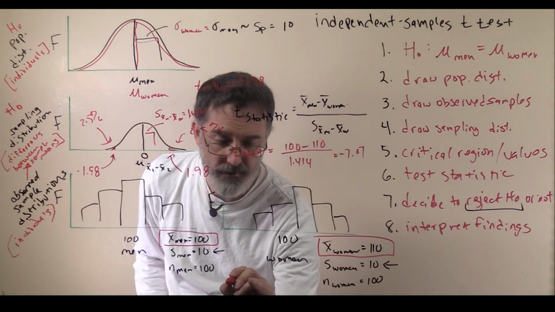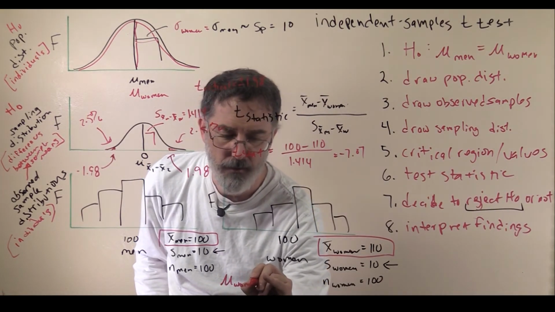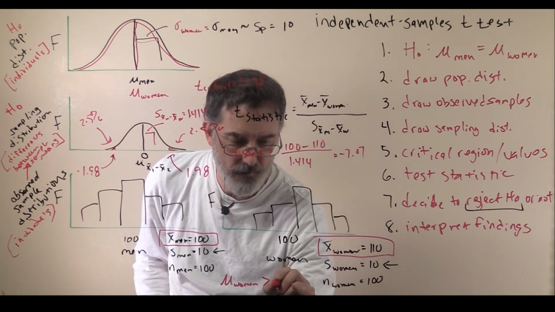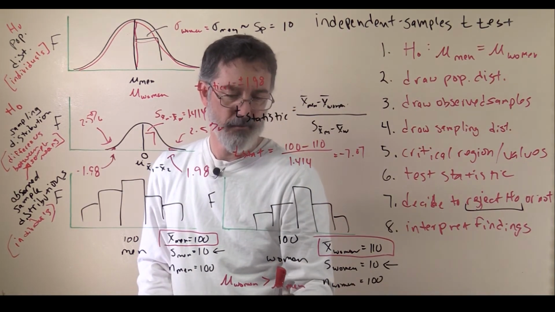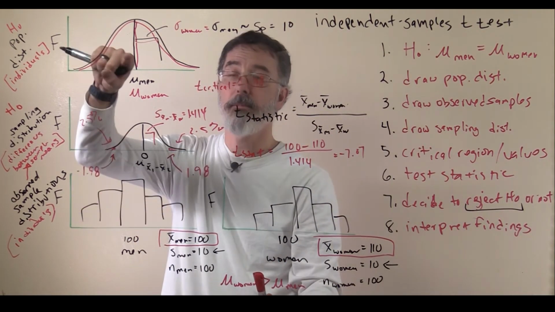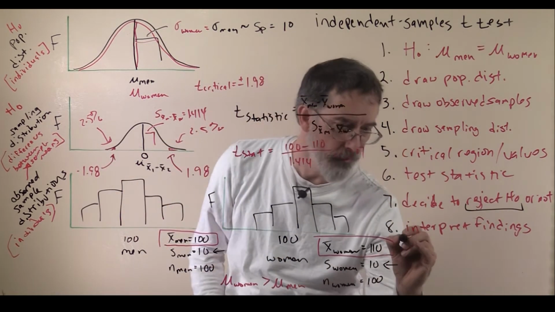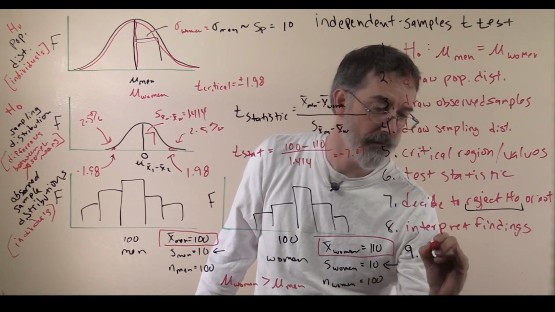This is at the population level. You could say the population mean for women, the average test score for women in statistics, was greater than the average test score for men, right? And these are mu's, these are at the population level. So that's how we interpret these findings. We can go one step further in our interpretation, though, by calculating the effect size.